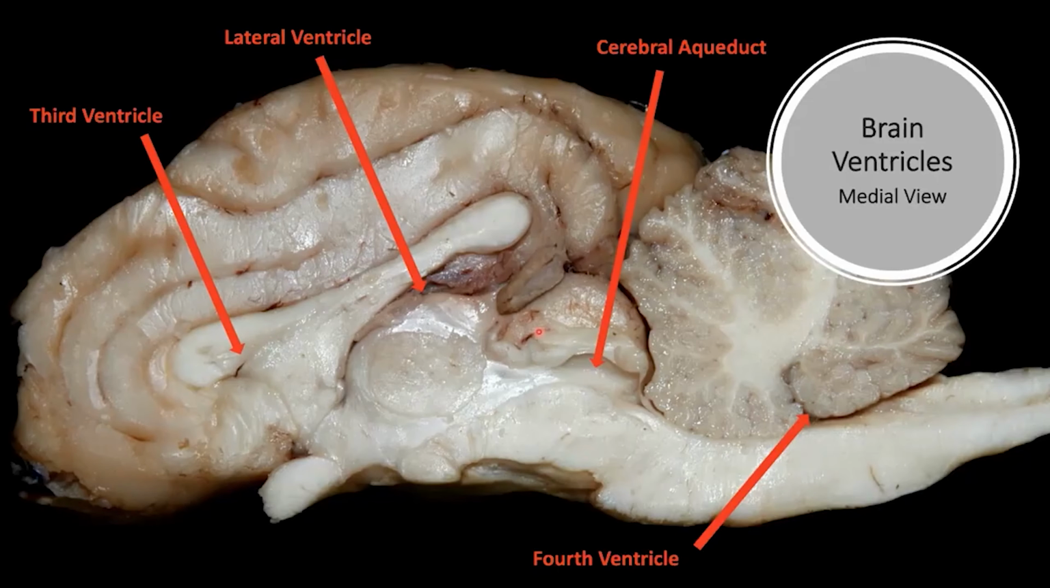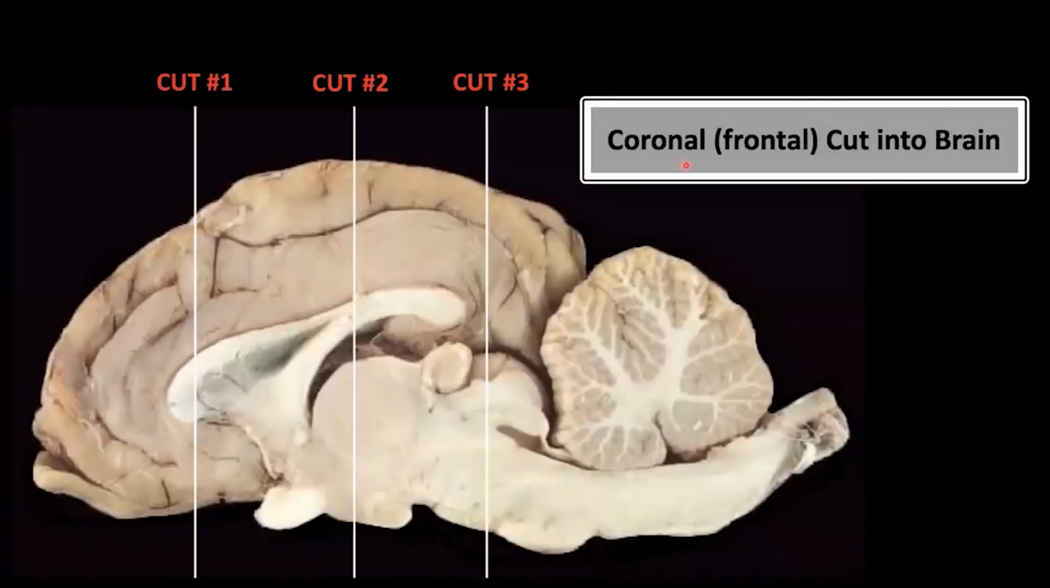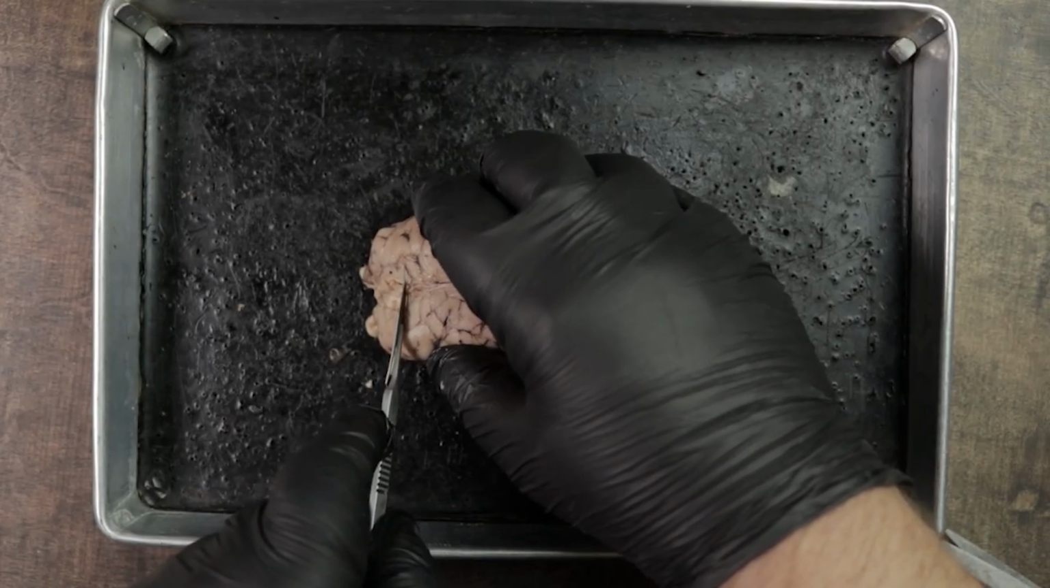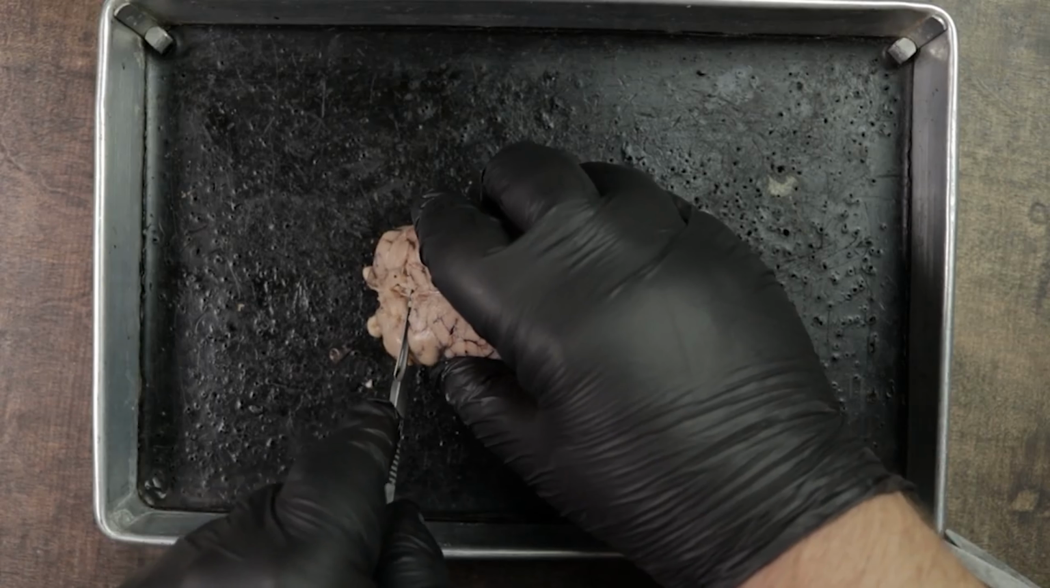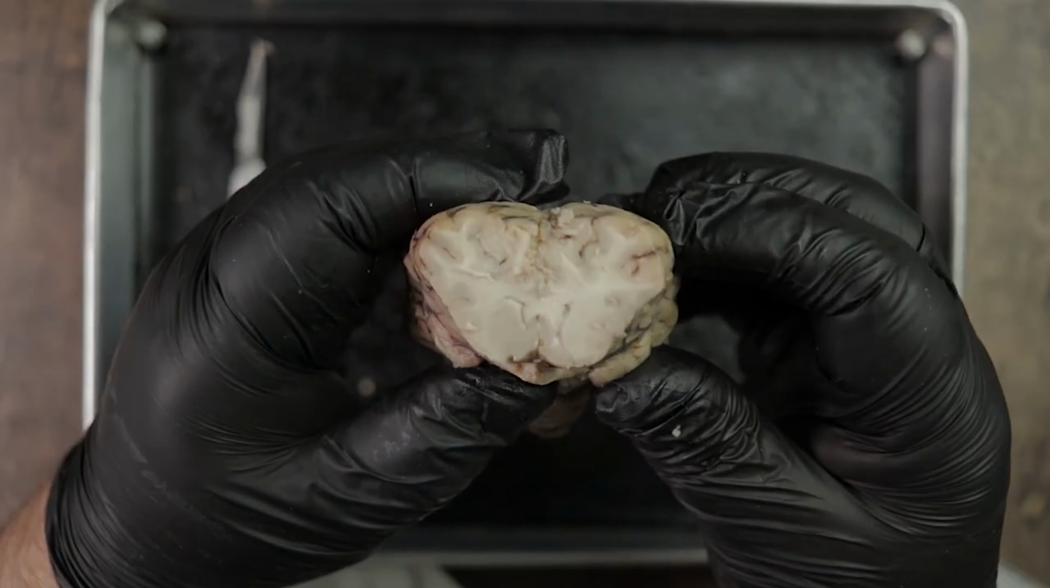And all four of these make up the ventricular system. And now we're going to do a look at a coronal, or frontal, cut or section of the brain. This is part of the section that we would have done in lab. And rather than just looking at one section, I'm going to take a look at three with all of you.